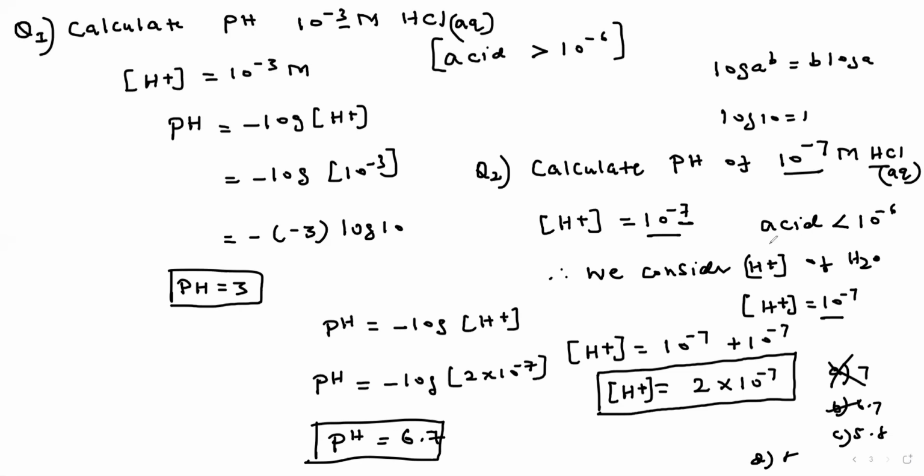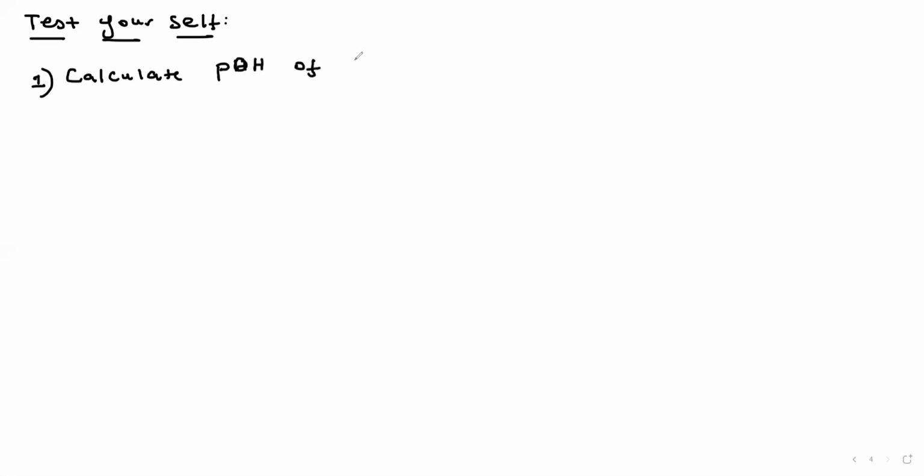I give the homework for you. Test yourself. You can find out the pOH of the base solution. Please note the first question. Test yourself question, same method you can apply for the base. First question, calculate the pOH of 10 power minus 8 molar sodium hydroxide. Find out and tell me the answer in the comment section.